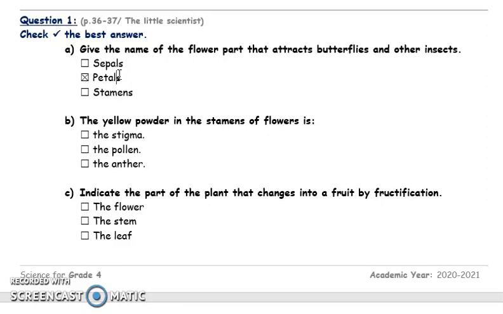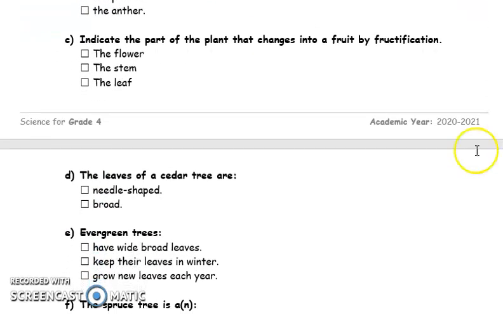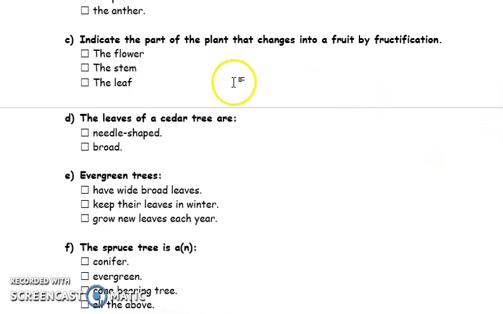What is the yellow powder in the stamens called? What do stamens make? What do they produce? This stamen produces a yellow powder, which is pollen. Next, name the part of the plant that changes into a fruit. And here we're talking about plants that make fruits.